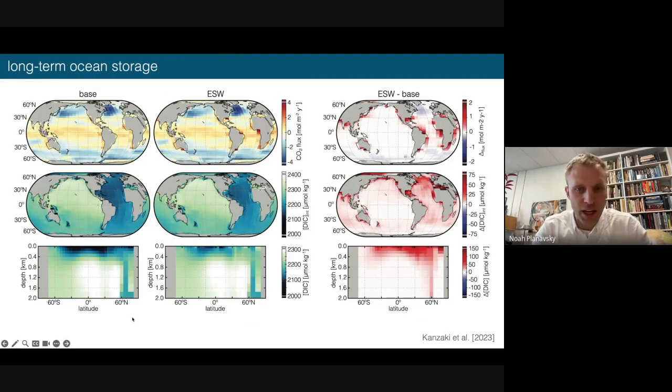So here are some results showing an actual large-scale deployment, comparing a base case to a large-scale enhanced silicate weathering case. The basic takeaway is that we end up, close to major river mouths, increasing the amount of dissolved inorganic carbon in the oceans. And we have some amount of increased carbon degassing in particular regions from the deployment of alkalinity moving from rivers into the oceans.